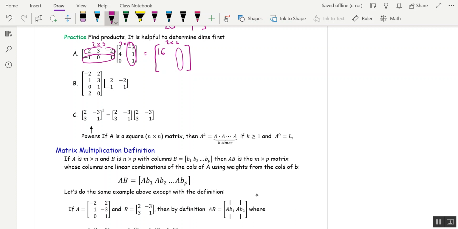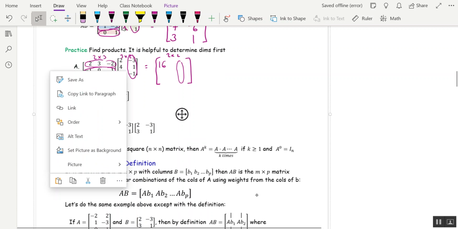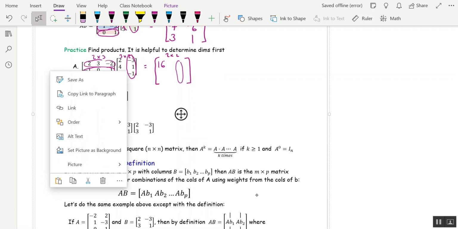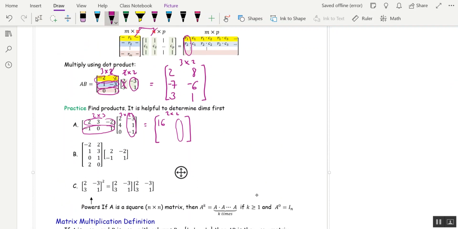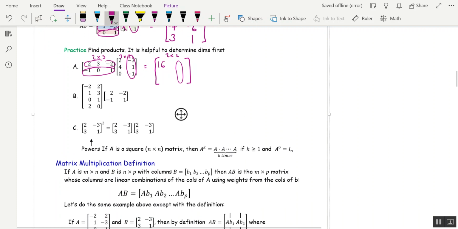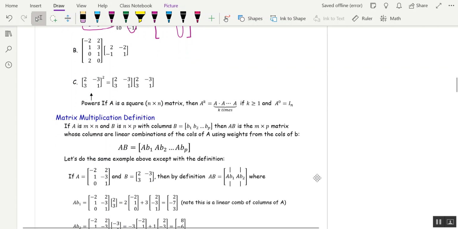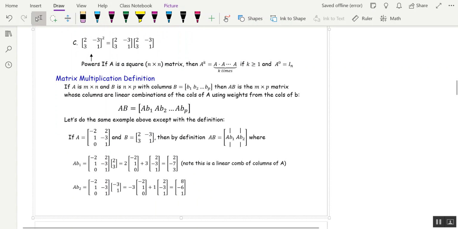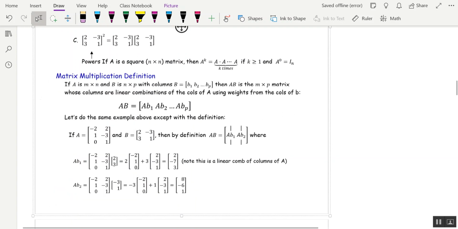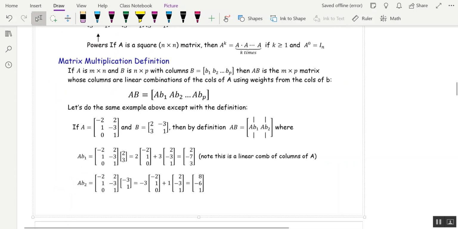I want to show you what that looks like with an actual example. The example I'm going to use is the one we just did, this A and this B that we did at the top there. I've done the computations for us, so we can just read along and see what's happening. According to this definition, the first column of my product matrix is AB1.